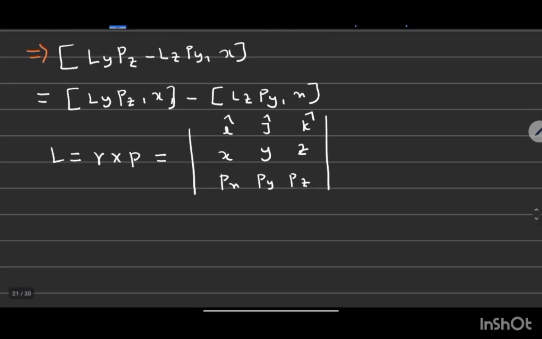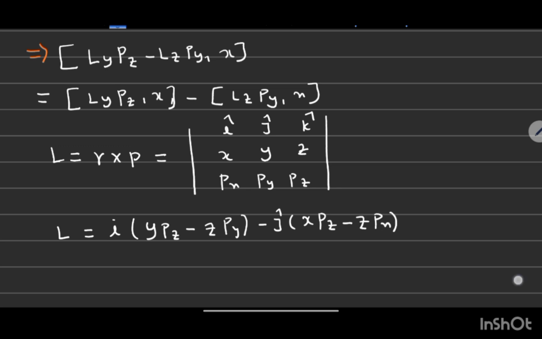Okay, now what are the components? For that you have to multiply I times (Y Pz minus Z Py), minus J times (X Pz minus Z Px), plus K times (X Py minus Y Px).